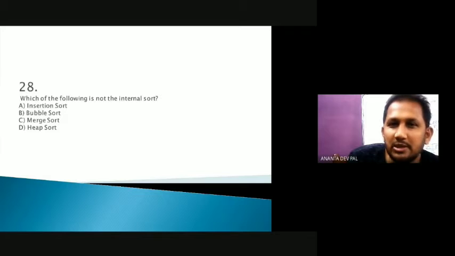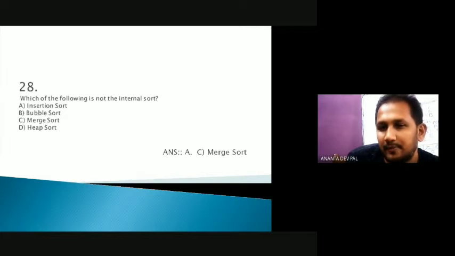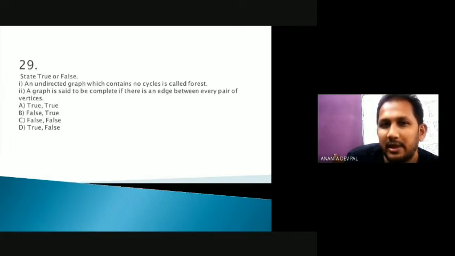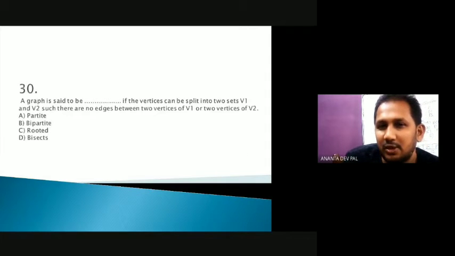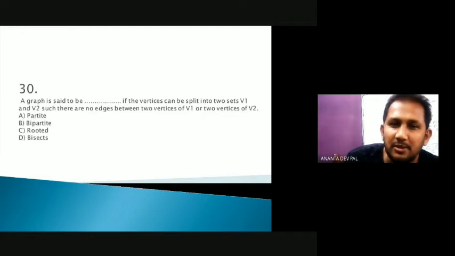Which of the following is not an internal sort? Merge sort. An undirected graph which contains no cycle is called forest, true. A graph is said to be complete if there is an edge between every pair of vertices. True, true. A graph is said to be bipartite if the vertices can be split into two sets, that is bipartite graph.